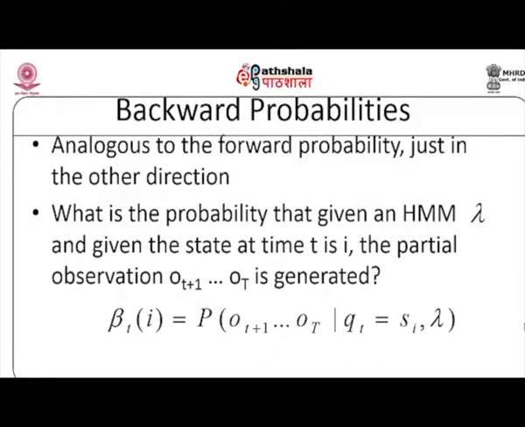The backward probability is analogous to the forward probability, just in the other direction. What is the probability that, given an HMM model lambda and that the state at time t is i, the partial observation t plus 1 to T is generated? It is not given 0 to t what is generated. So, beta of t in the ith state is the probability of generating O t plus 1 to T. Remember previously we were doing observation 1 to observation t; here we are saying O of t plus 1 to T, given that you are in state Si and you are given lambda.